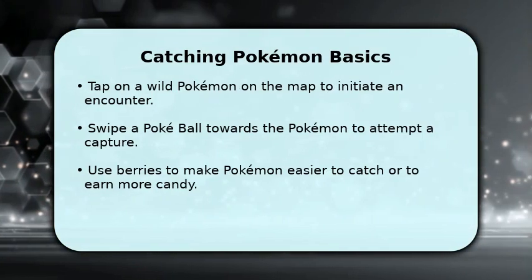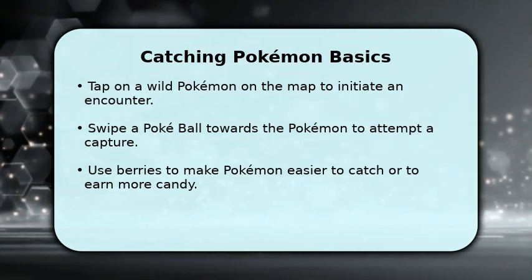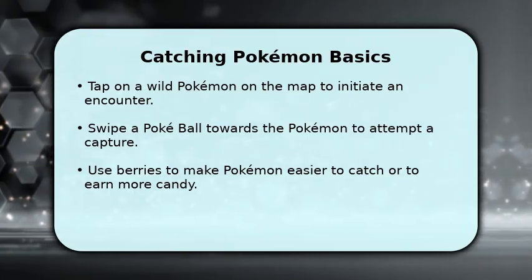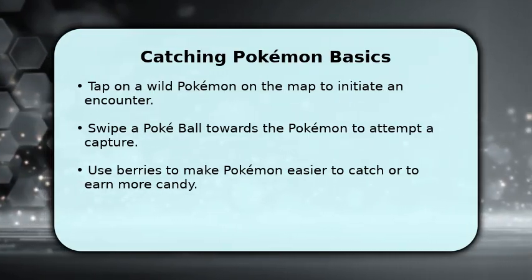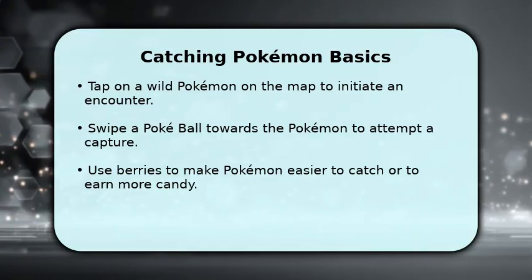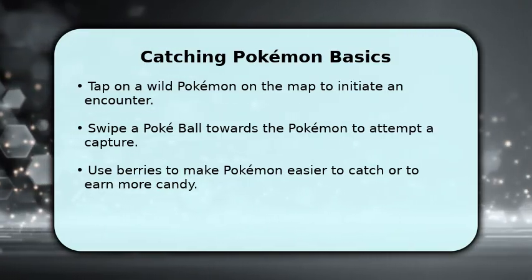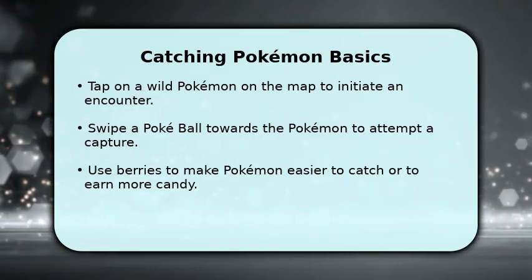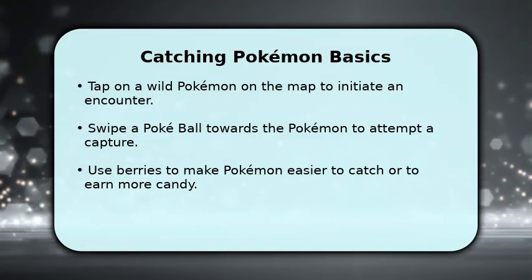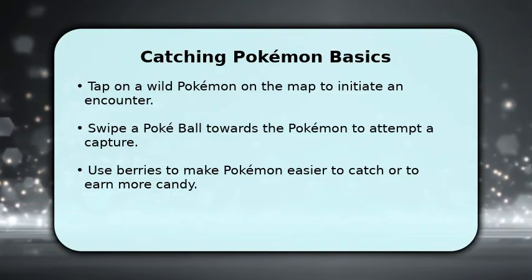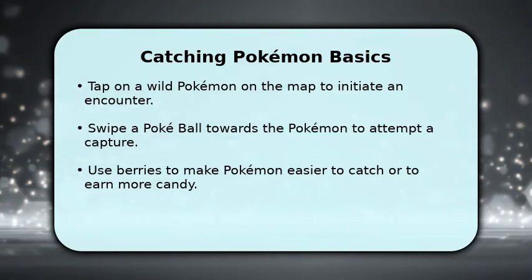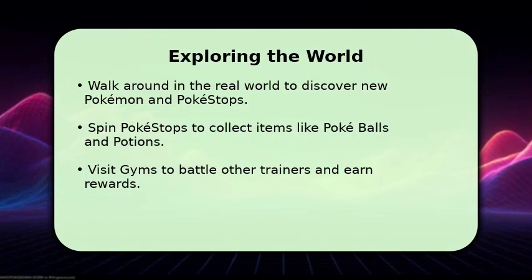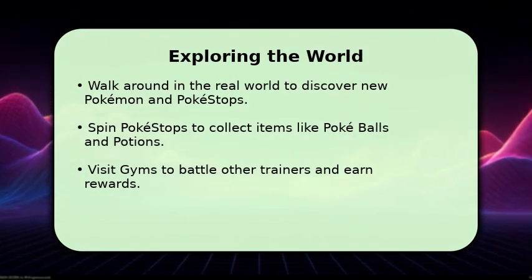Now, let's talk about catching Pokémon. When a wild Pokémon appears on your map, simply tap on it to start an encounter. To catch it, swipe a Pokéball towards the Pokémon on your screen. Aim for the center of the shrinking circle for a better chance. You can also use items like raspberries to make Pokémon easier to capture, or pineapple berries to double the candy you receive.